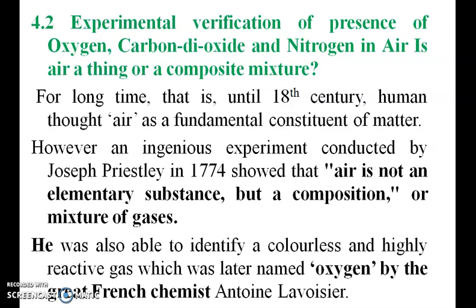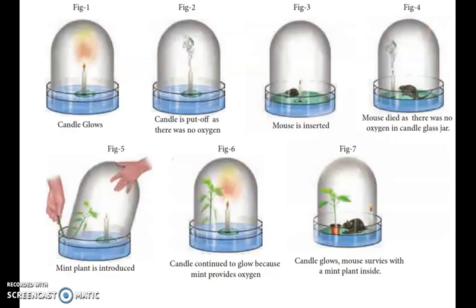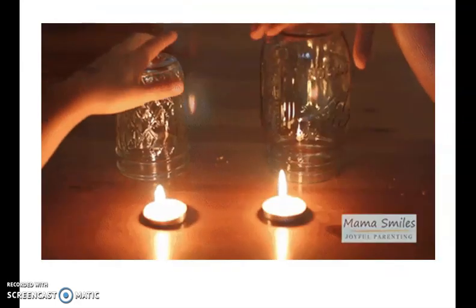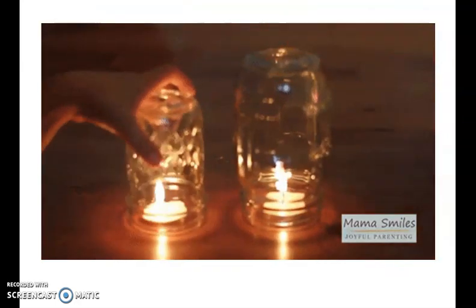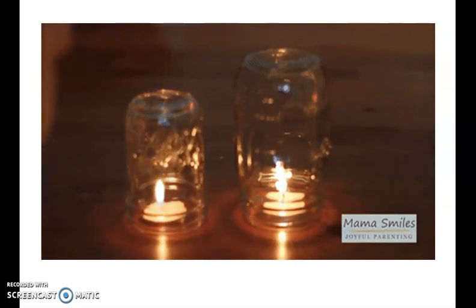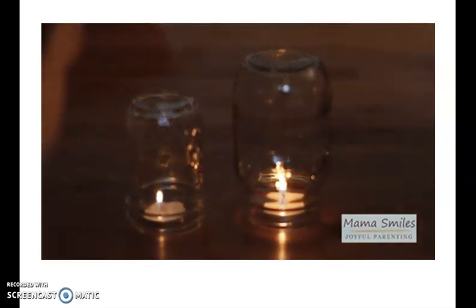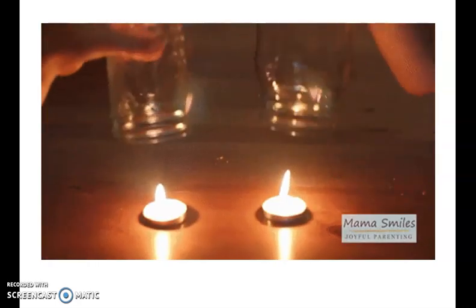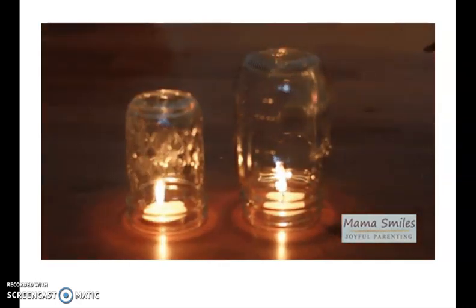Joseph Priestley, in 1774, did an experiment showing that air is not an elementary substance but a composition, a mixture of gases. Afterwards, oxygen was named by a French chemist, and the experiment is shown in the picture. We can explain it one by one. When a candle is covered by a glass, after all the oxygen is used by the fire for burning, the fire goes off automatically.